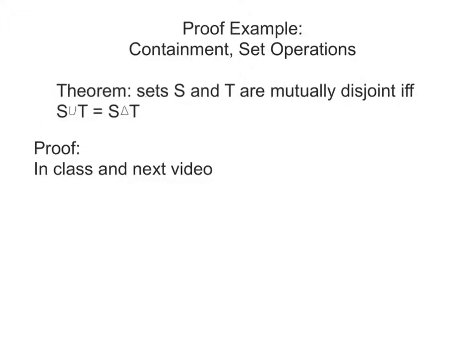The proof we are going to do is of this theorem. Sets S and T are mutually disjoint if and only if, that's the bidirectional implication, S union T equals S symmetric difference T.